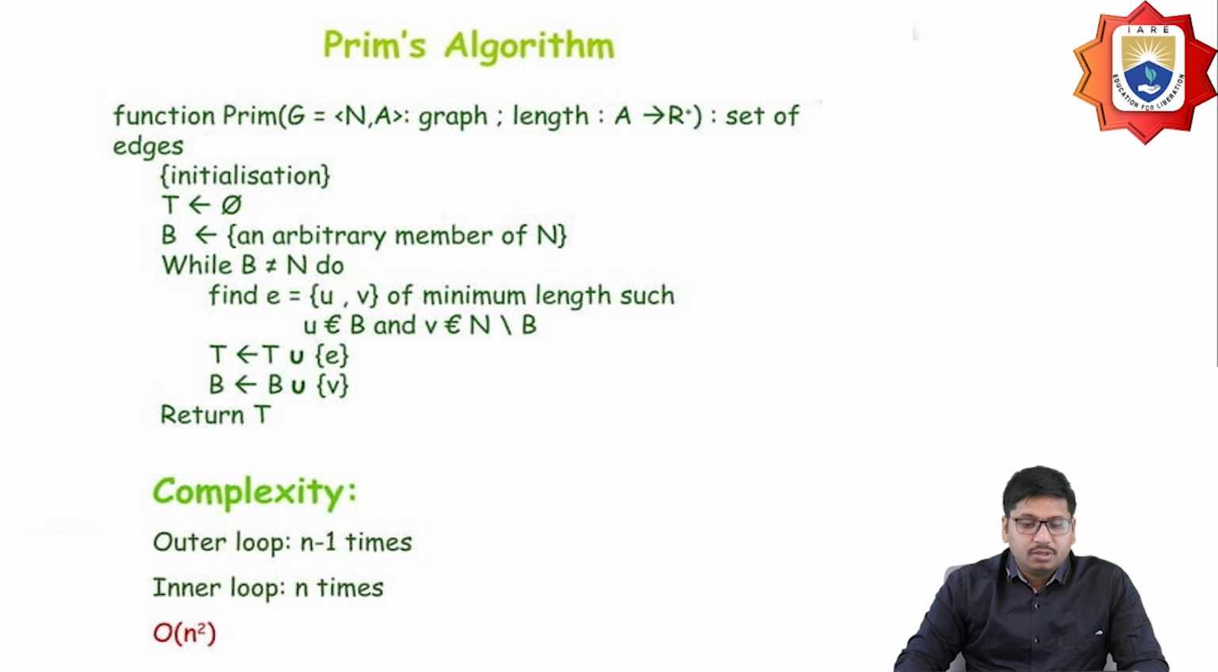So function Prim. So here also the graph should be the input and the length of the graph, and the final set of edges should be initialized, and initially the tree should be null, and we're going to select an arbitrary node, and until the minimum length such that u belongs to V, the T we're going to match with the tree. And the complexity is, with the outer loop and inner loop, the time complexity should be n square for Prim's algorithm.